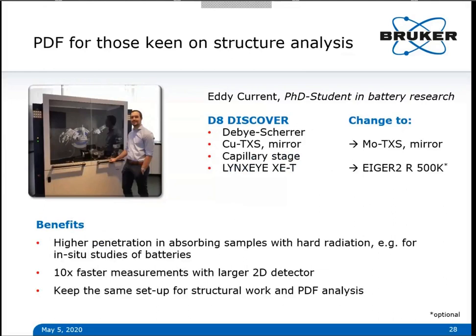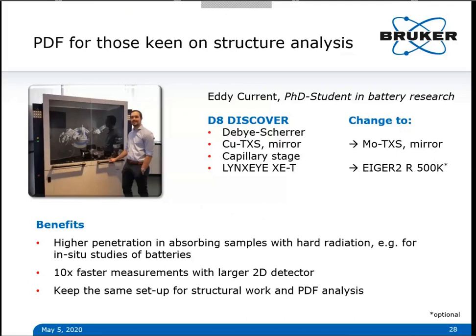Well, apart from doing phase identification and quantification, many of you will also use the diffractometer for structure refinement or structure solution work. In this case, the Debye-Scherrer geometry is often favored, and that means that a capillary stage is already present on the diffractometer. Again, like in the previous example, for PDF work, we need only a source of high energy X-rays. In this case, we pick molybdenum. But let's take a moment to optimize this configuration a little bit more. For example, a focusing mirror will deliver higher resolution data, and combined with a large detector such as the IGA2 R500K, this solution will drastically speed up the PDF experiment.